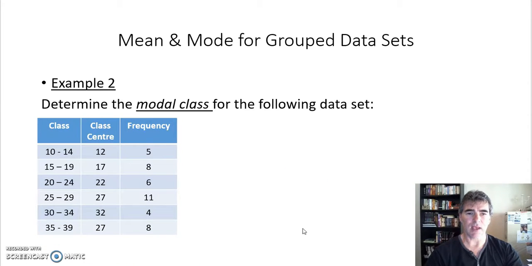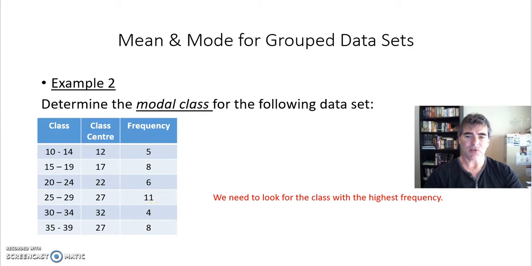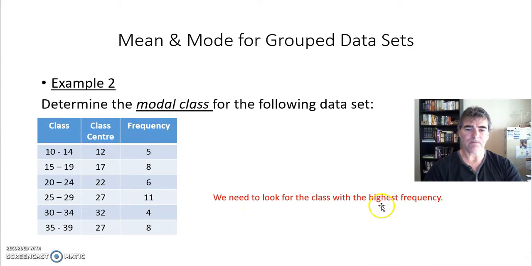So let's have a look at a second example now. And this one is where we're going to find the mode, or the class that's the most frequent, and we call that the modal class, not model class. This is the modal class. So we're talking about which class occurs the most. So we look down the frequency column. We need to make sure we look at the one with the highest frequency, which is this one here.